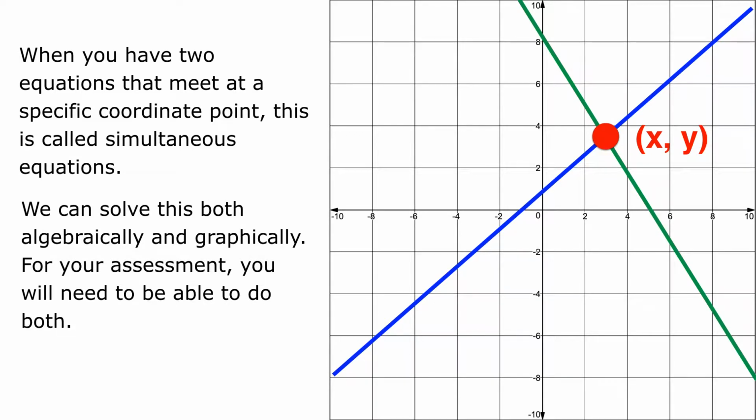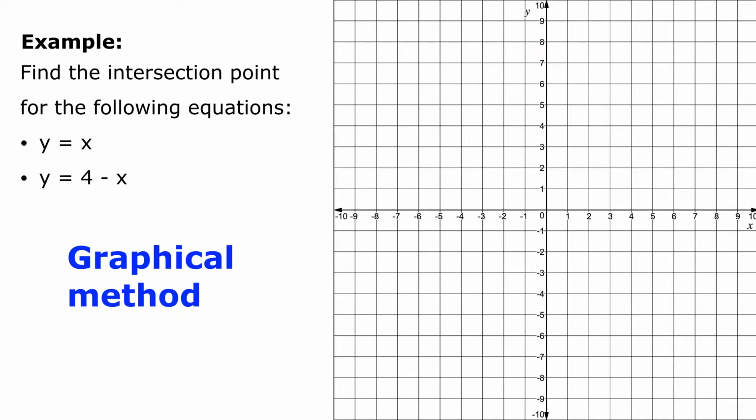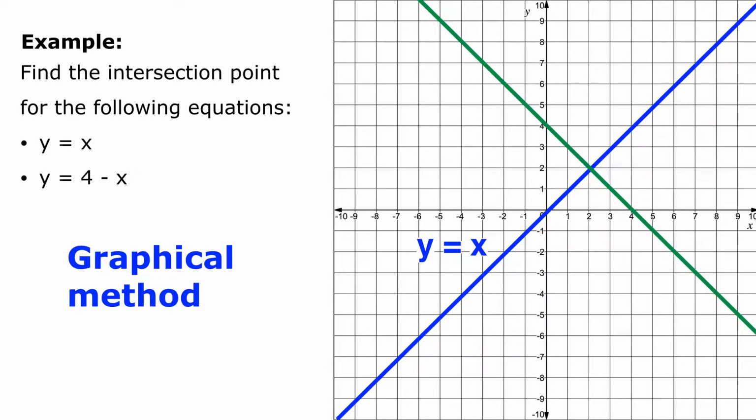For our assessment, you've got to be able to do both of these things. So let's start by having a look graphically at how we would do this. We've got two equations that I've given you there, y equals x and y equals 4 take away x. Let's draw the line y equals x first. Okay, so there's our blue line, y equals x, and now I'm drawing the line y equals 4 take away x. Now I want to find that coordinate point where they meet, and you can see I put a big red dot there, and that coordinate point is when x is equal to 2 and y is equal to 2.